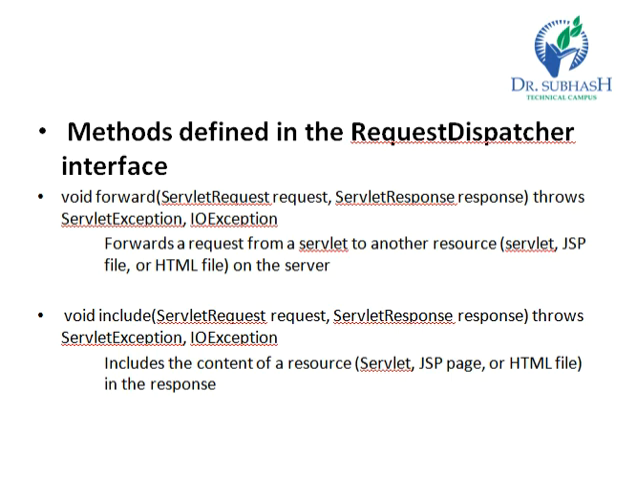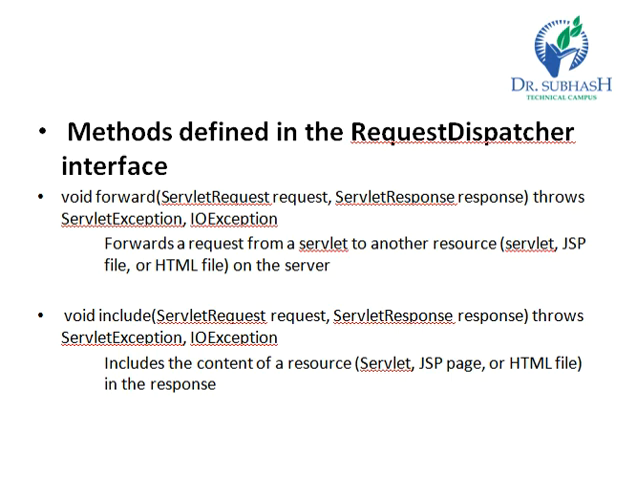The second method is the include method, which is the same as the forward method. It takes two parameters, request and response, basically owned by the ServletRequest class and ServletResponse class, and it also throws exceptions, ServletException and IOException. The include method includes the content of a resource, that is a Servlet page, JSP page or HTML page, in the response. So these two methods are used in the RequestDispatcher interface.